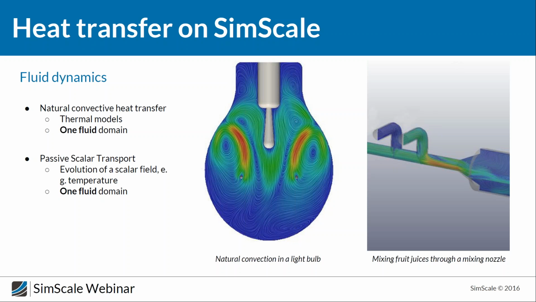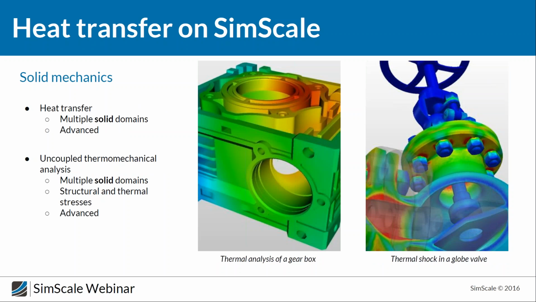This is not exactly an example of evolution of a temperature field, but basically we're dealing with the same physical phenomenon. Moving forward, we also have, in fact, 4 different analysis types for solid mechanics, divided into 2 groups. We have heat transfer and we have uncoupled thermomechanical analysis. So the heat transfer, we are simulating the transformation of thermal energy between multiple solids.